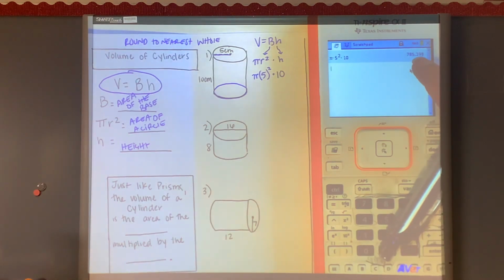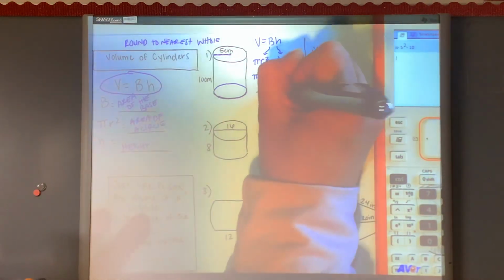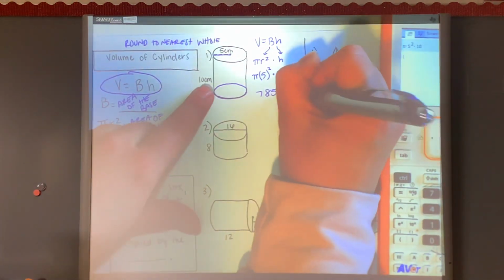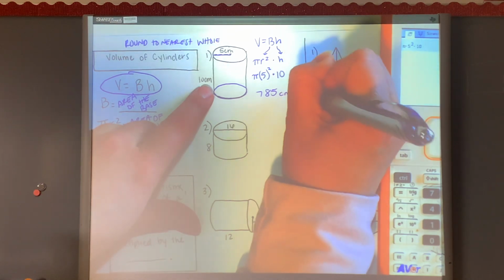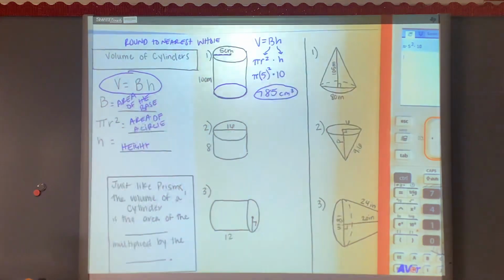That is a small number. That means we do not make this 5 jump up one more. So we would leave it as 785. And this is counting in centimeters. And we're going to call this centimeters cubed. That's how we measure volume, in cubic units.